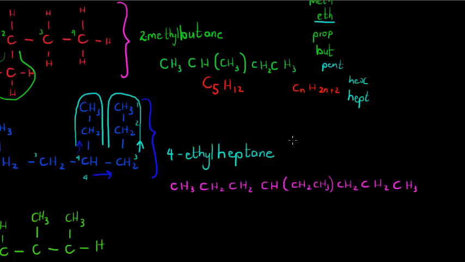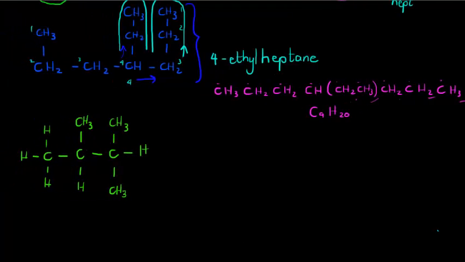Okay, so since this has 1, 2, 3, 4, 5, 6, 7, 8, 9 carbons in total, we know using this formula we should have 20 hydrogens. Let's check ourselves. 3 and 2 is 5, 6, 7, 8, 9, 10, plus 3 is 13, plus 2 is 15, plus 2 is 17, plus 3 is 20. Excellent. This is C9H20, my molecular formula.